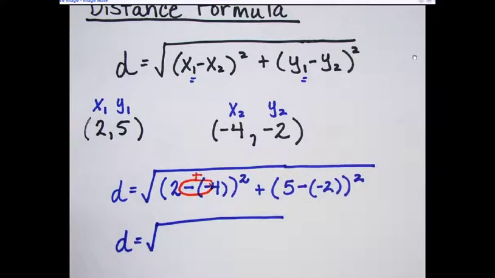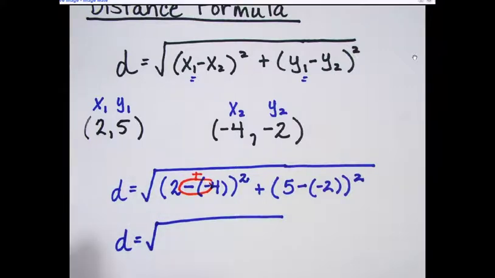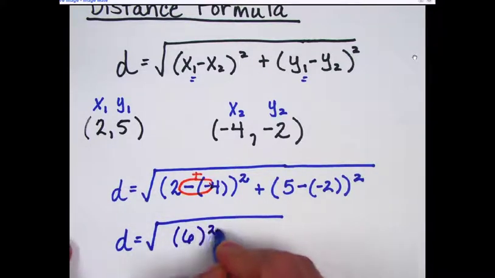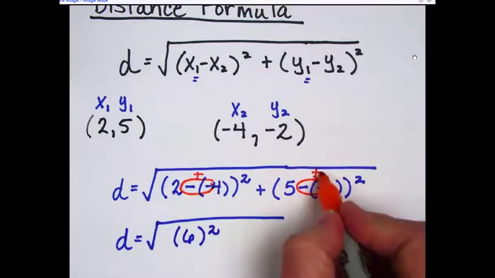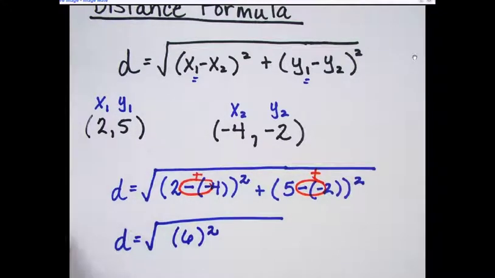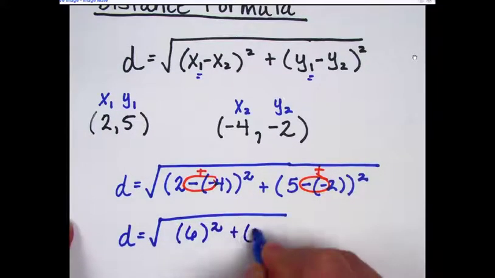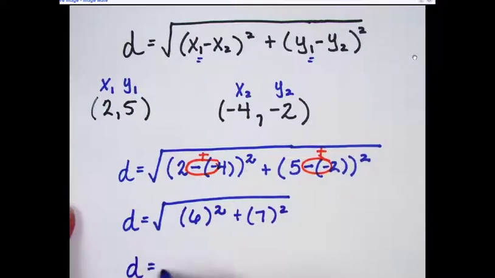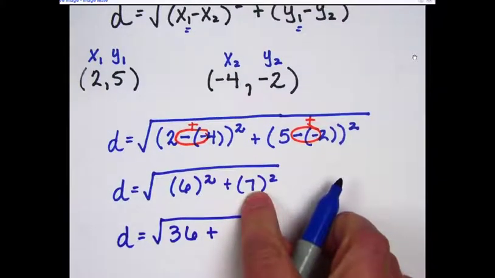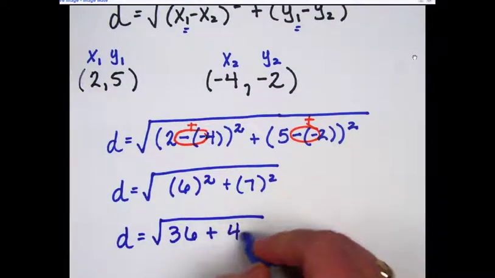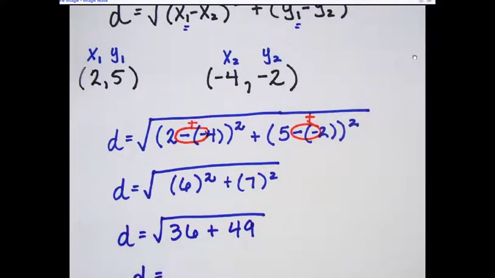So we end up here with 2 plus 4, which ends up being 6, and now don't forget I haven't squared that yet. And in here we end up with 5 minus -2, which ends up being 5 plus 2, which is 7, and now we need to square that. So now for my distance formula, we know that 6 squared is 36, 7 squared is 49, okay. So now I'm going to add those together. 36 and 49 gives me 85, still taking the square root.